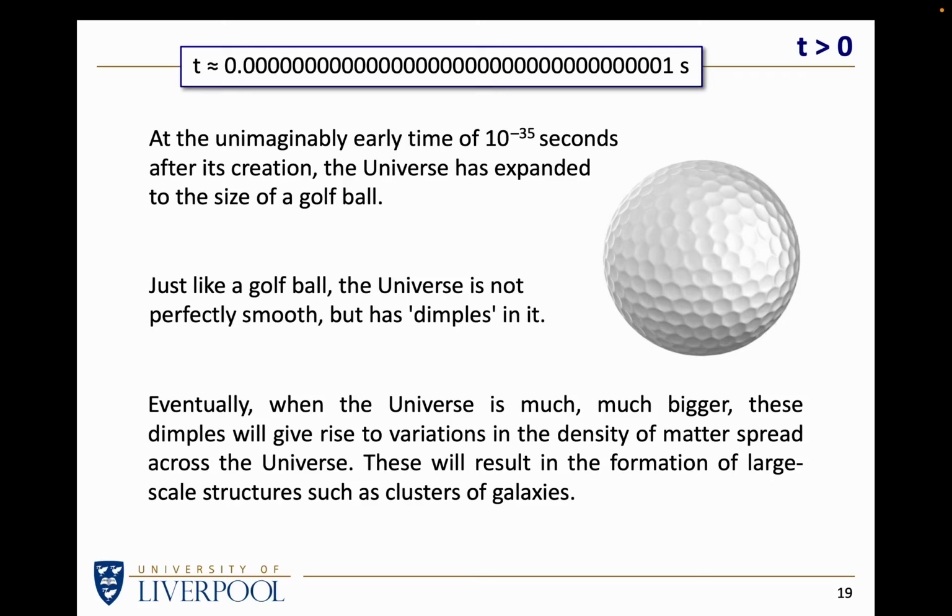When the universe expanded, when it was much, much bigger, these dimples eventually gave rise to the density variations that we see in the universe. The fact that there's a galaxy over there but not over there is a density variation. The density variations were tiny in the original golf ball, but as the universe expanded, those density variations were exaggerated to the point where there's now nothing over there, but there's a galaxy over there. We'll see a simulation of that towards the end of the talk.